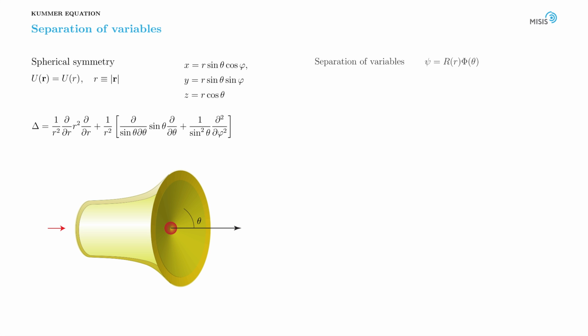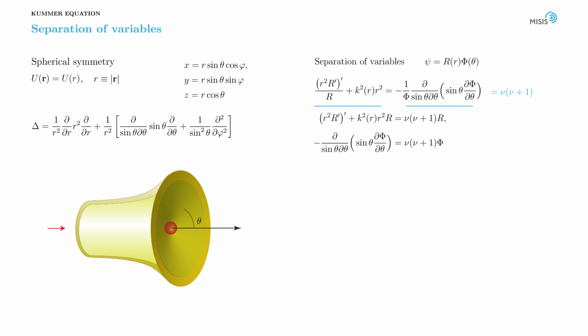We seek for the solution in the following form. Namely, we split the solution into the radial and angular parts. Then we arrive at the following equation. The left-hand side of the equation depends on r only, while the right-hand side on the polar angle theta. Then both parts are equal to some constant. Let's denote this constant in a slightly unusual manner, nu times nu plus 1.